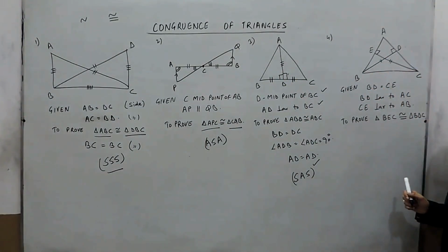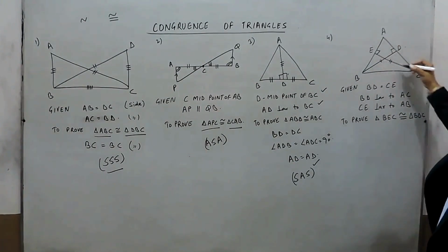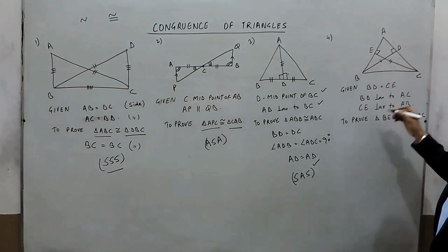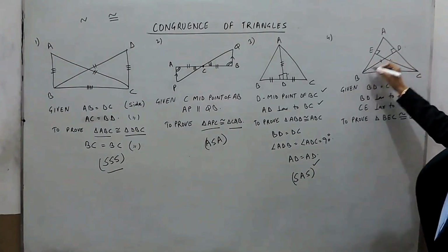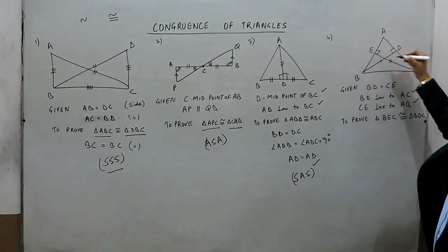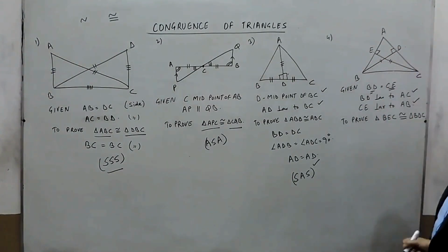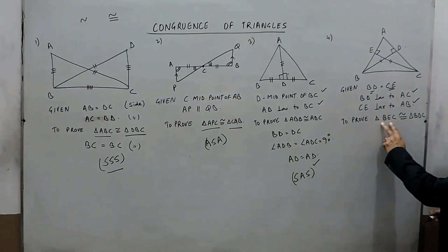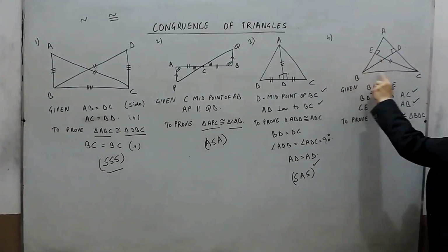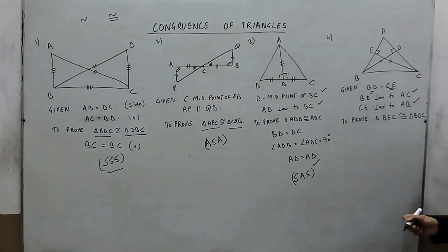Now let us come to the fourth example, which is triangle ABC. CE is perpendicular to AB, this is already given, and BD is also perpendicular to AC, this is also given. And the length of EC is also equal to the length of BD. Now, we have to prove that triangle BEC and triangle BDC are congruent to each other.